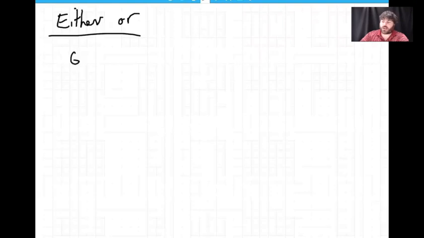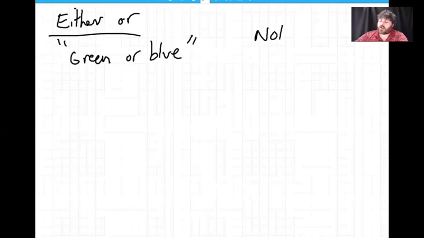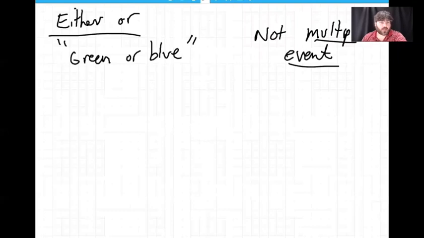All right, next thing we're going to talk about is this or that. So either or. So something like pick a green or a blue. Now, one thing we were just talking about multiple events. This kind of sounds like a multiple event, but this is not a multiple event. Okay? It's tempting to treat it that way because you see 2 different things, but it's not. It's just saying green or blue.